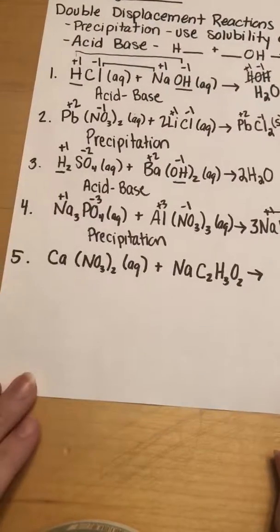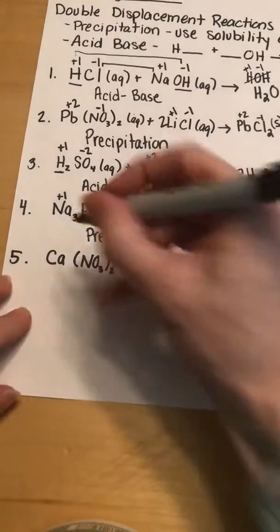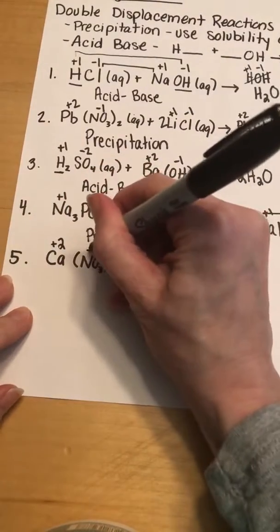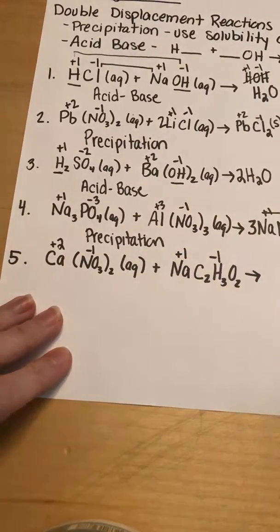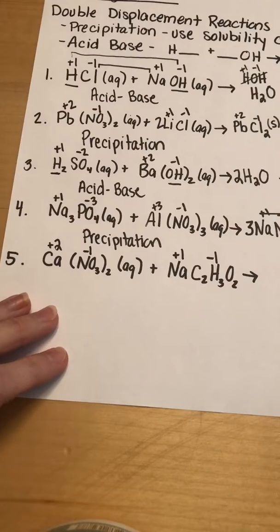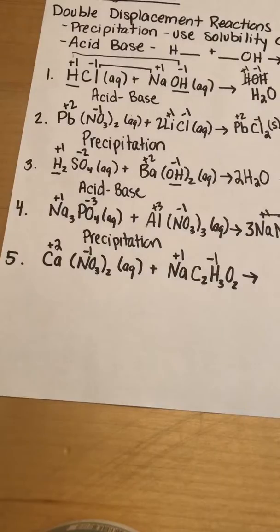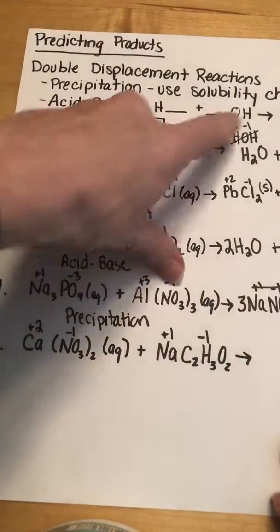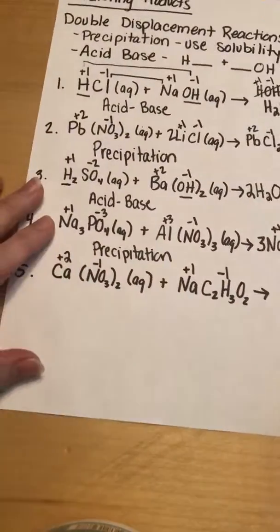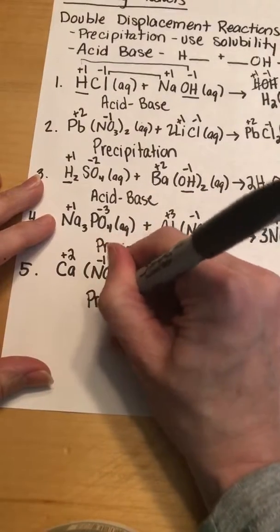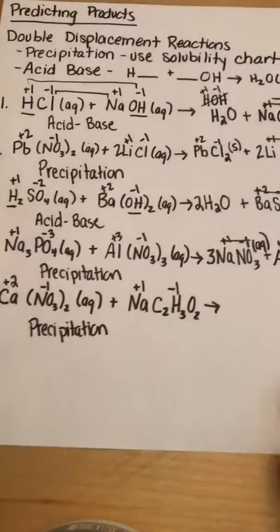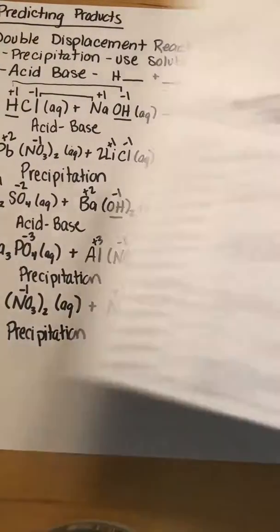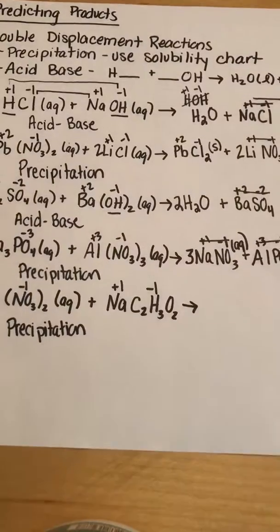Okay, for my last one here, number 5, I have calcium nitrate. I'm going to just go in and fill my charges in, and sodium acetate. And if you look at this, it cannot be an acid base because it doesn't have a hydrogen and an OH on the 2 compounds. So this is another example of a precipitation reaction, which means I have to see a solid in one of my products. So precipitation means I gotta use this at some point.